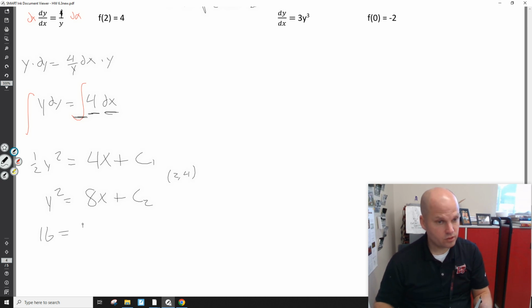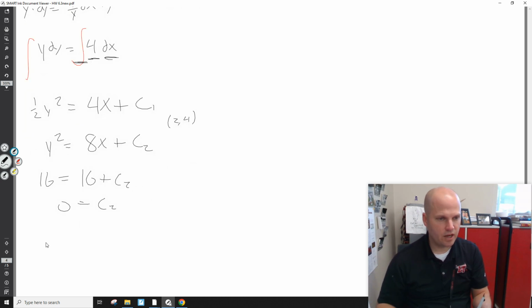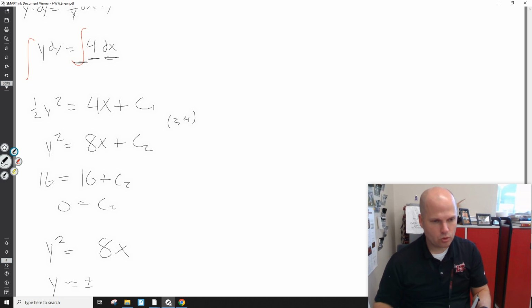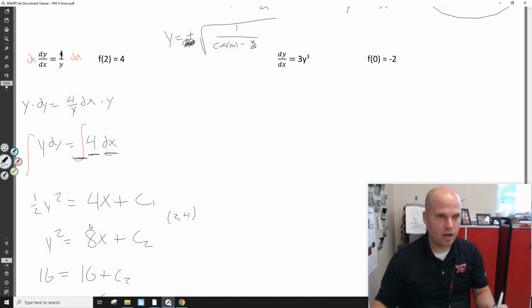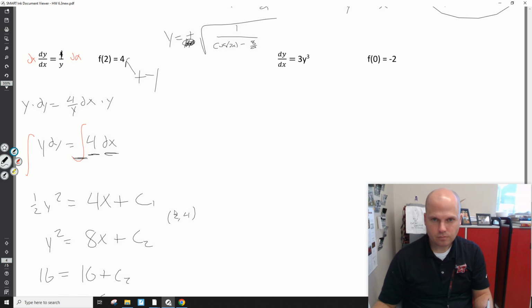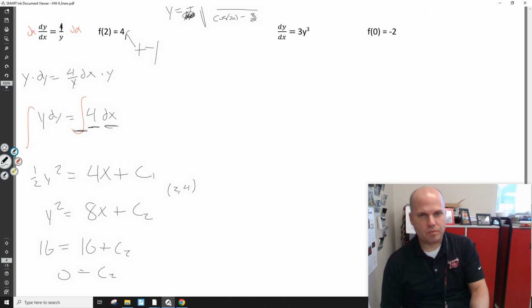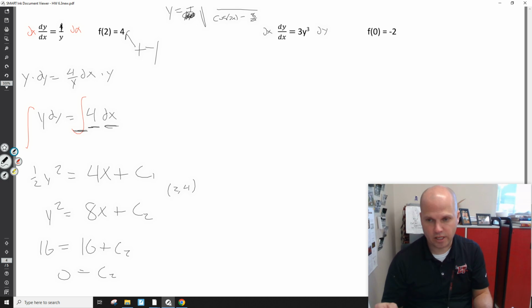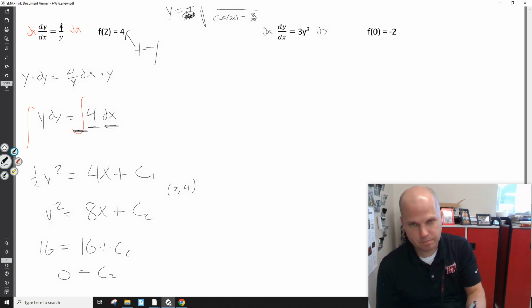16 equals 16 plus c2. I got another c, that's 0. That's fine. Y squared equals 8x plus 0. Y equals plus or minus root 8x. Well, if I plug in 2, I better get positive y's. I just want the positive. Same thing here. And then we're going to see what a free response question looks like that you're going to have on your test. An example of it.